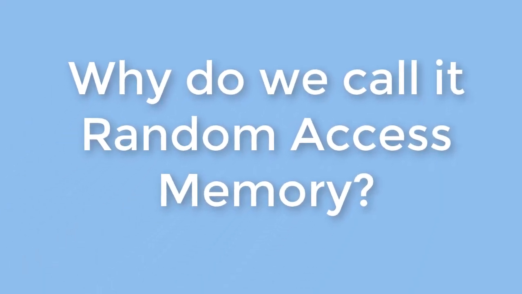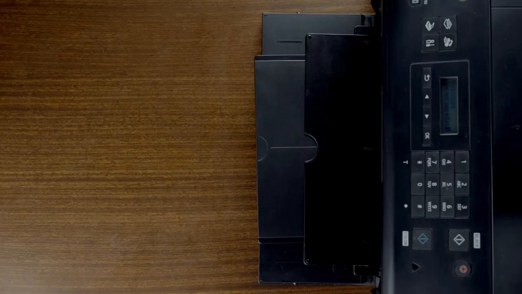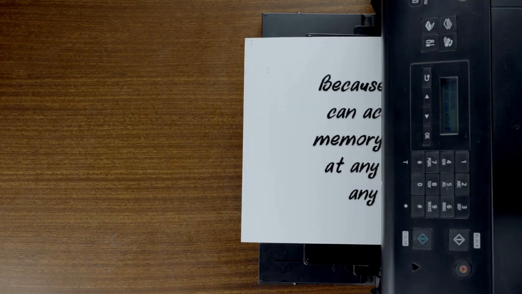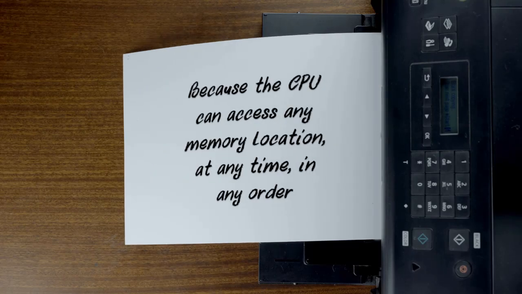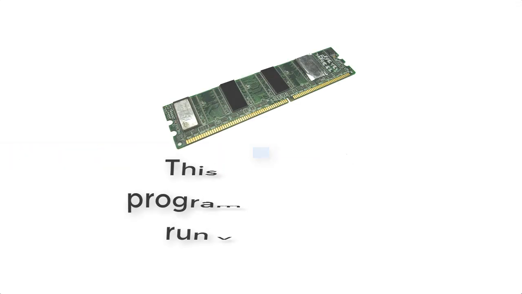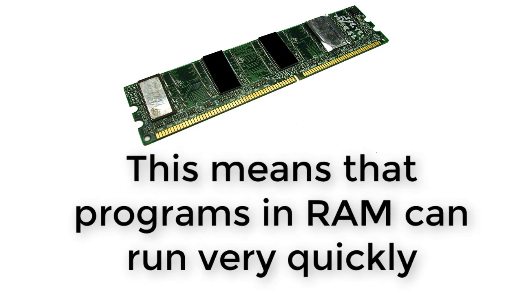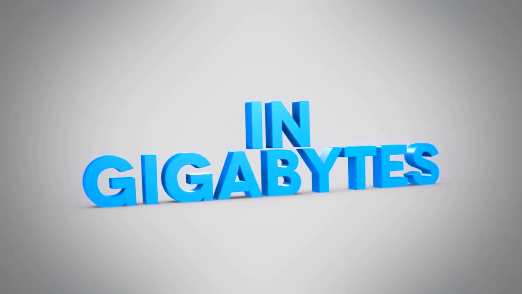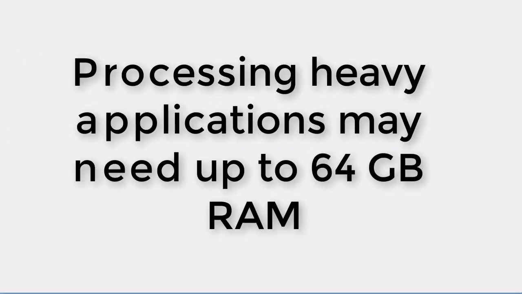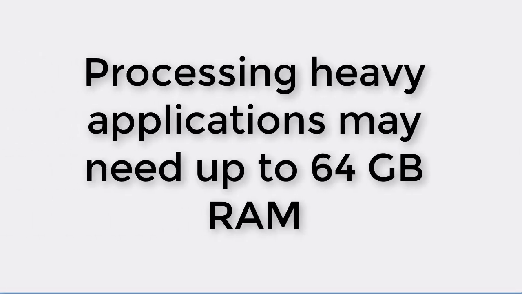Why do we call it random access memory? Because the CPU can access any memory location at any time in any order. Because of this ability, programs held in RAM can run very quickly. RAM is measured in gigabytes. A typical personal computer will have around 4 gigabytes of RAM installed. People who run processing heavy applications may have up to 64 gigabytes of RAM installed.